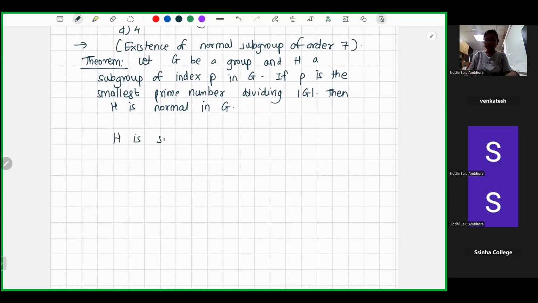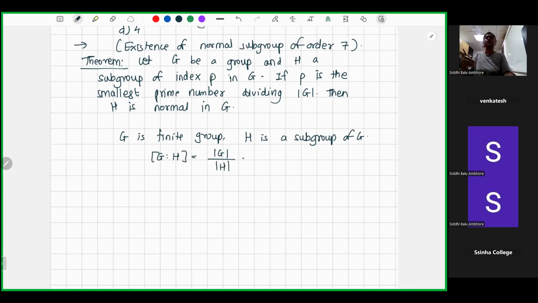So here, what is the index? I hope you know. See, if G is a finite group and H is a subgroup of G, then the index of H in G is the cardinality of G divided by the cardinality of H. So this is the index of H in G. Okay. So this is what we have with us.